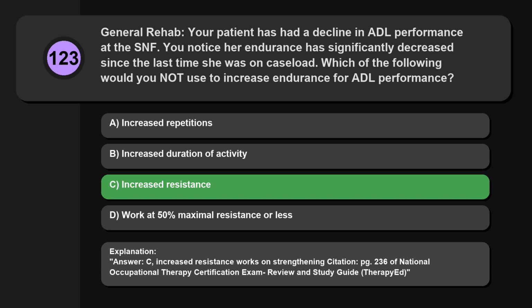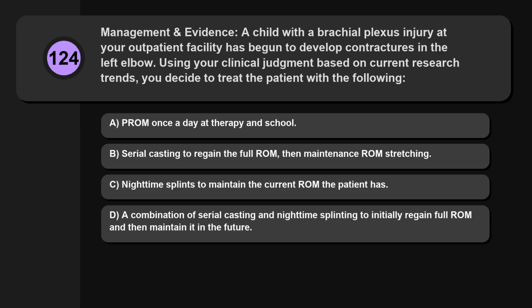Question 124. Management and evidence. A child with a brachial plexus injury at your outpatient facility has begun to develop contractures in the left elbow. Using your clinical judgment based on current research trends, you decide to treat the patient with the following.